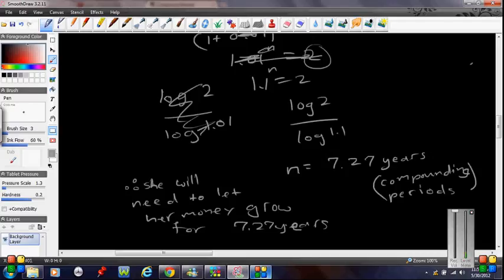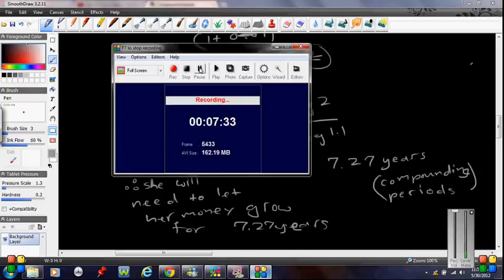Right? So as you can see, it's not hard. It's pretty simple. I mean, I did make a mistake, so I guess it's not that simple. But yeah, that's a kind of thinking type problem for present value of compound interest.